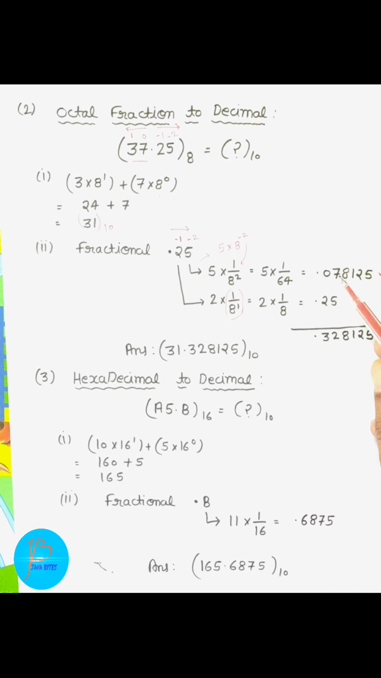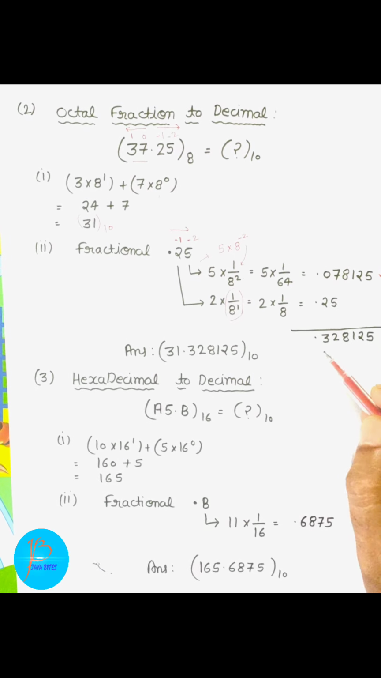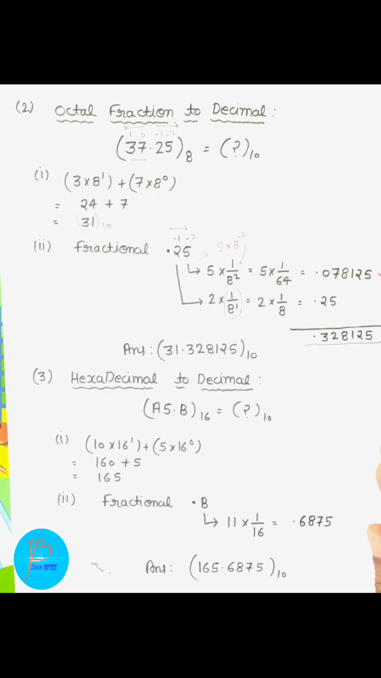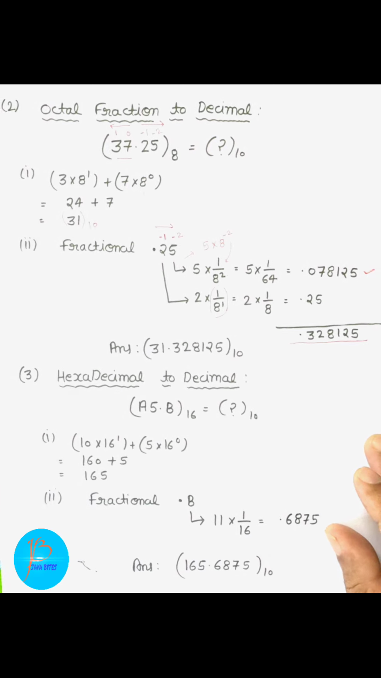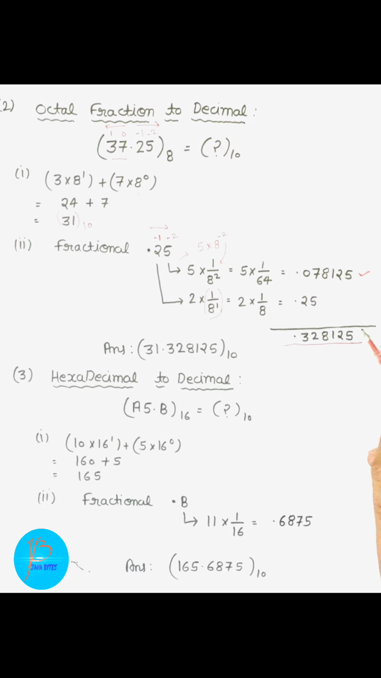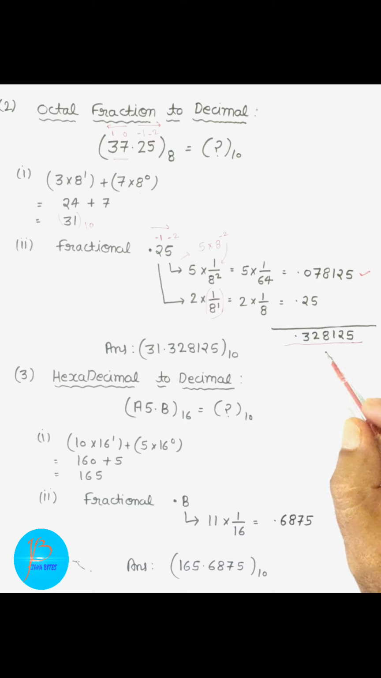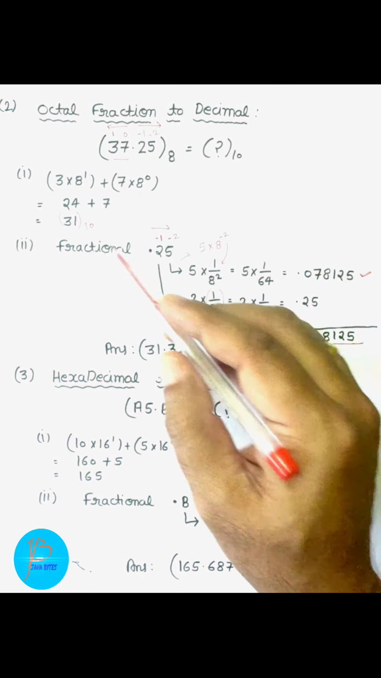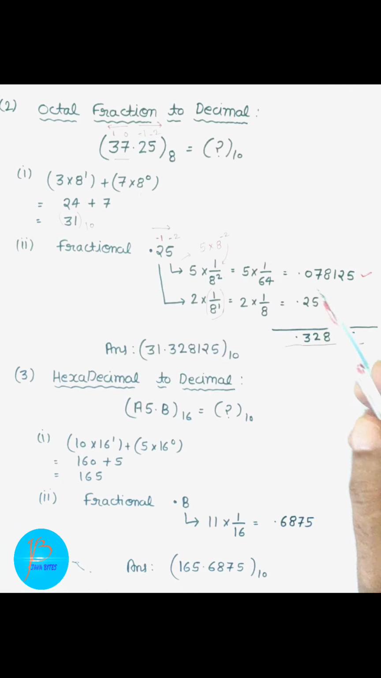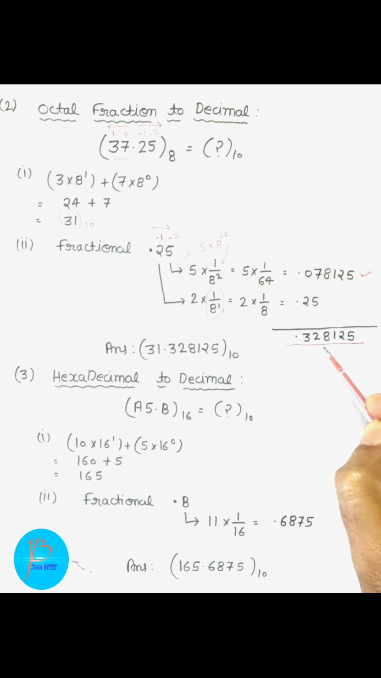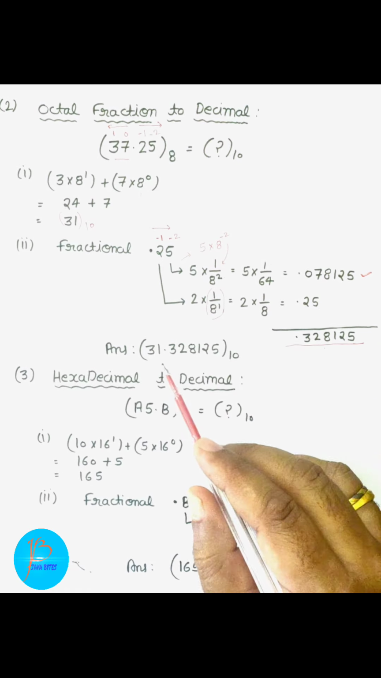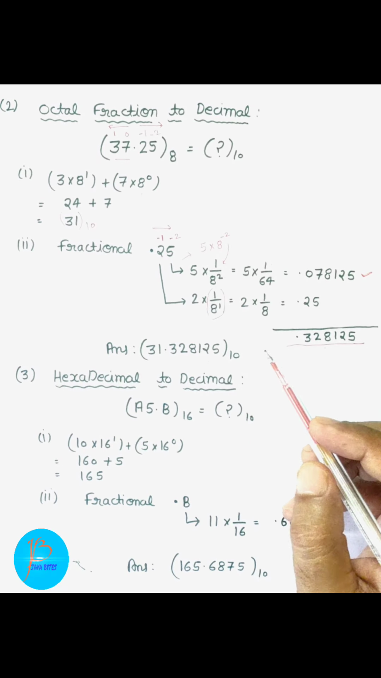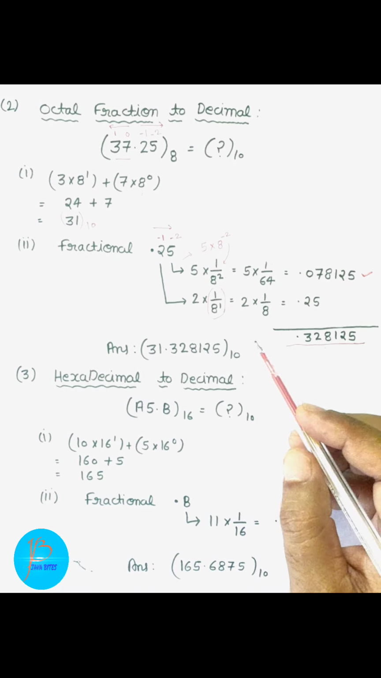Okay, so now children you will add both the fractional parts and your final answer will appear as 0.328125. Okay, and I hope that you have got this. So in this way children your final answer will appear and you will note down the answer by adding the result of both the parts. Okay, for the integer part we got 31, for the fractional part we got 0.328125. Okay, and now you will write down the final answer, which will appear something like this. Okay children, so I hope that you got the process here.